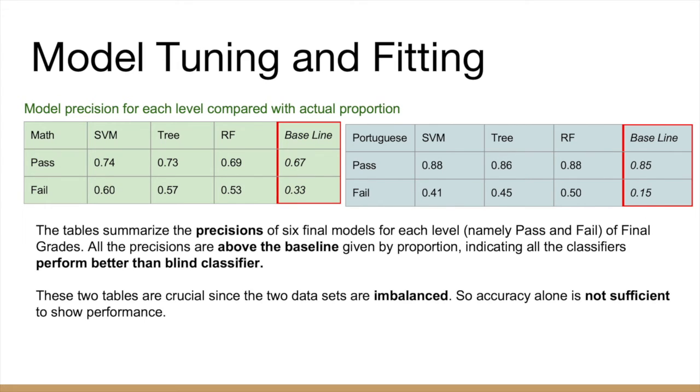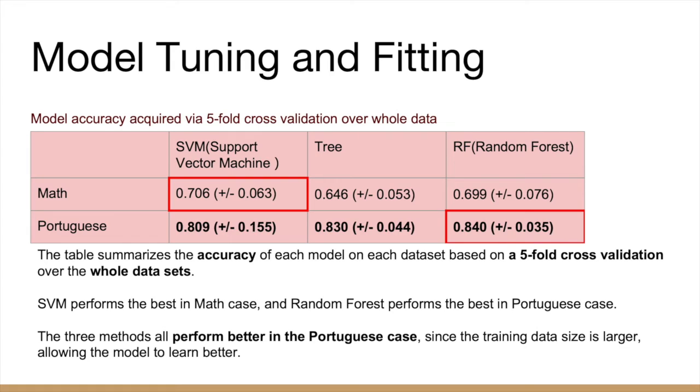So next, we can see that this table summarizes the accuracy of each model for each dataset, and the accuracy estimates are given by a 5-fold cross-validation over the whole dataset. And as we can see row-wise, support vector machine (SVM) performs the best in math cases, and random forest performs the best in the Portuguese case. So the three methods all perform better in the Portuguese case, which is reasonable since the training data set for the Portuguese data is almost twice the size of the math data set. And this will allow the model to learn better.